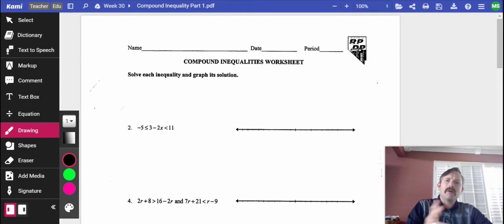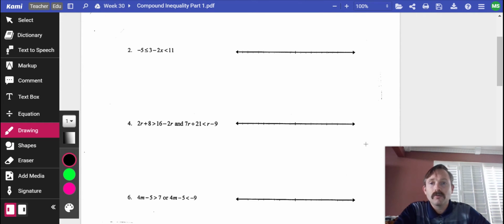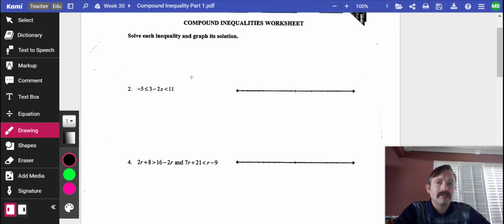All right, guys, welcome. What I'd like you to do is get out that compound inequality part 1. You can open it up on Cami if you would like, or you can print it out and copy along as we go along. All right, so we're going to be working with some inequalities.